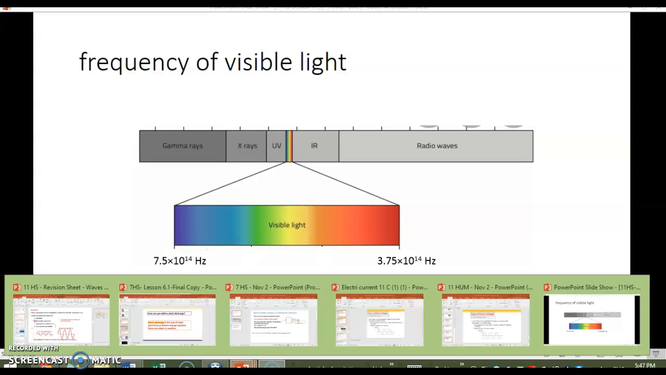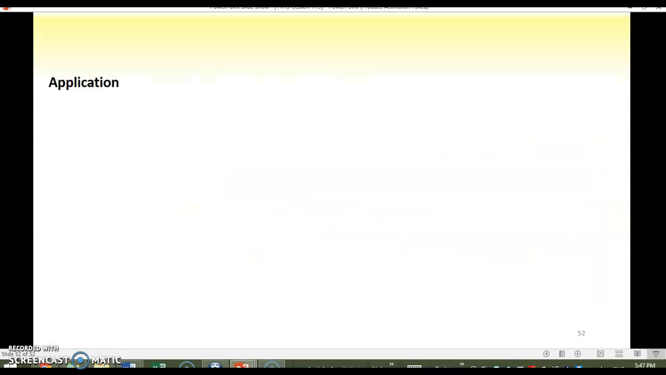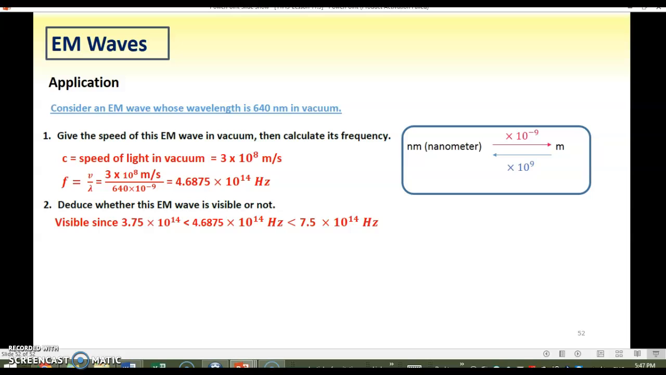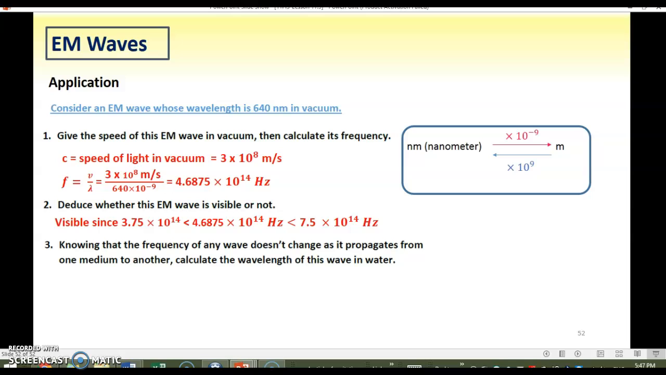So now going back to the question, you were asked to determine whether this wave is a visible wave or not. All we have to do is check whether it belongs to the range of the visible spectrum. So 4.6875 times 10 power 14 Hertz is greater than 3.75 times 10 power 14 Hertz and less than 7.5 times 10 power 14 Hertz. So yes, it is visible.